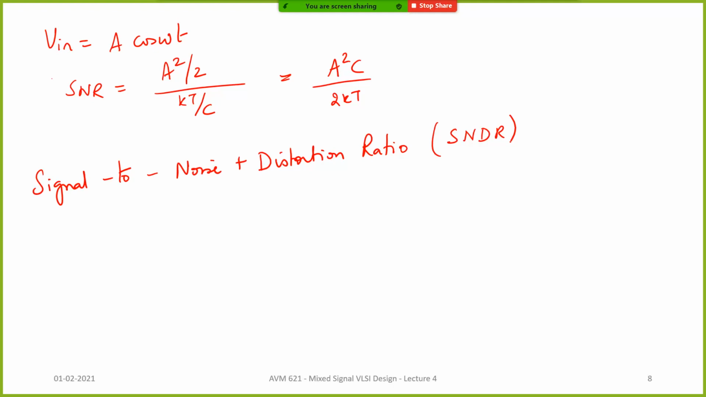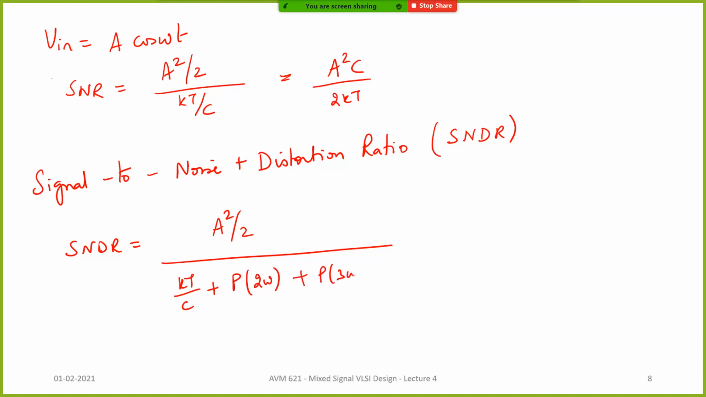If you look at any data sheet of an ADC or a DAC, any of the commercially available ADCs or DACs, or even the journal papers, you will see a term called SNDR, which is signal to noise plus distortion ratio. And SNDR is defined as this. It is A squared by 2 divided by the noise, which is KT by C, plus the power in the 2 omega term plus the power in the 3 omega term, and so on.